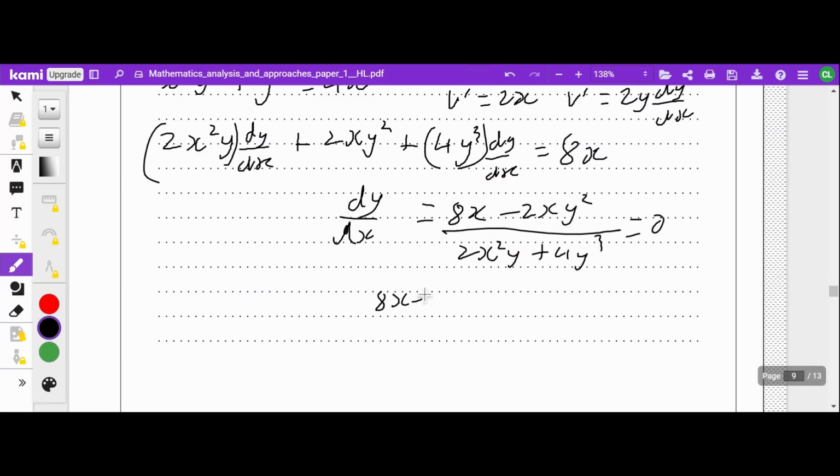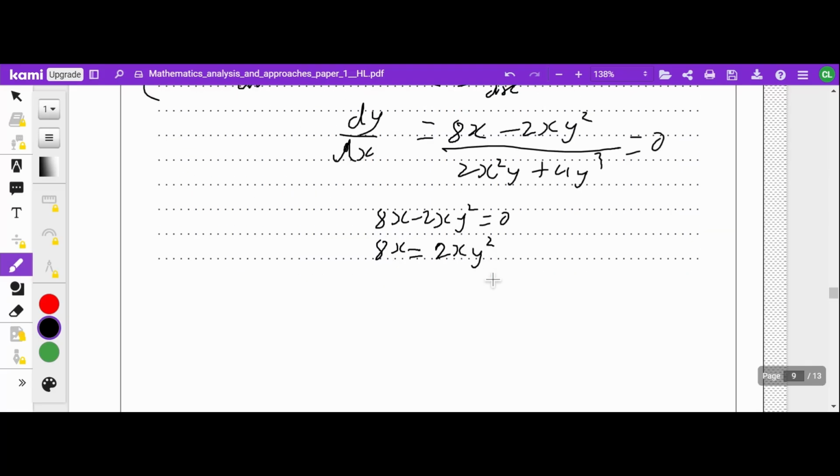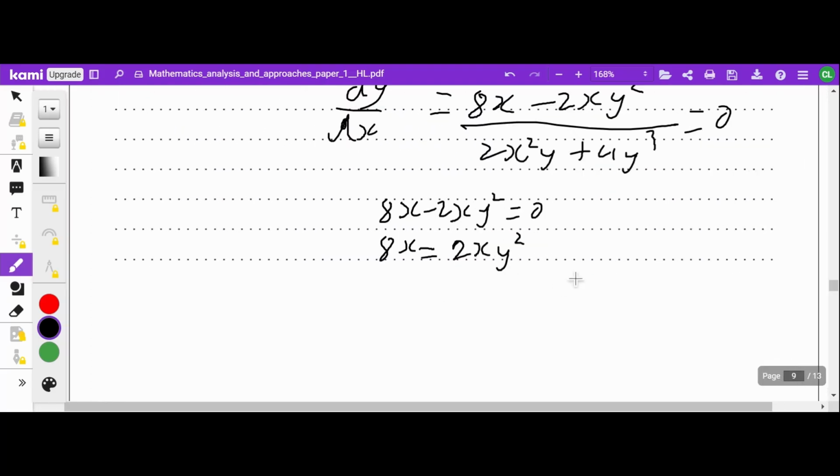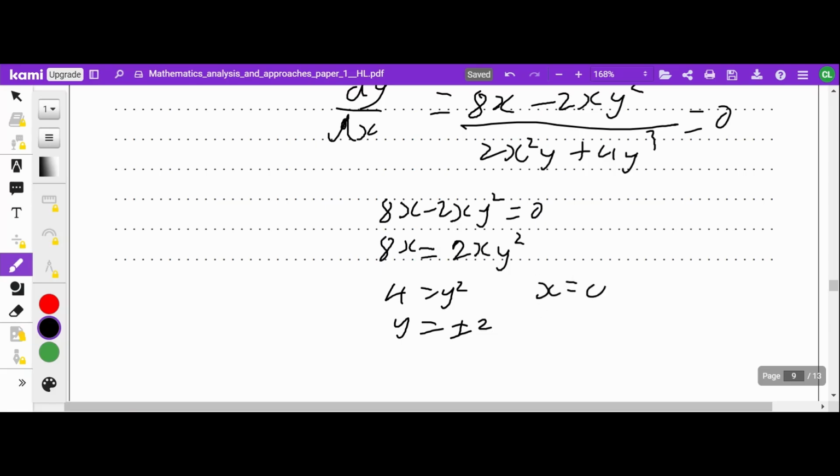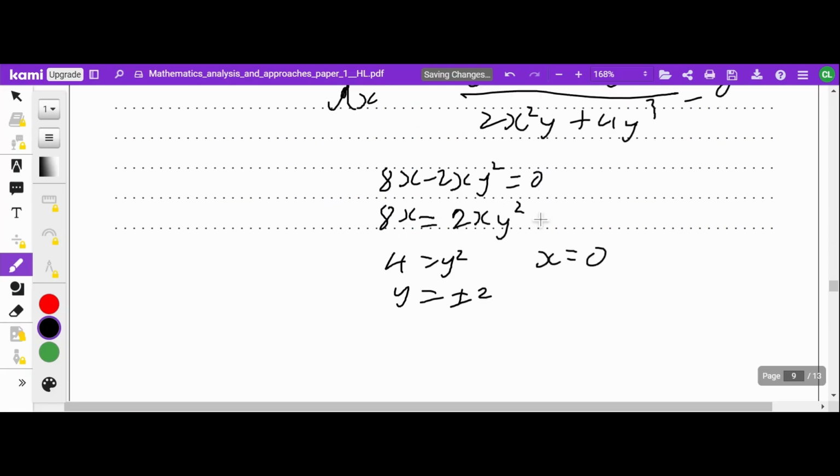So 8x − 2xy² = 0. So 8x = 2xy². Okay, from this we can tell that if we cancel these, we'll get 4 = y², so y = ±2. But we'll also be able to tell that x = 0 will also satisfy this equation.